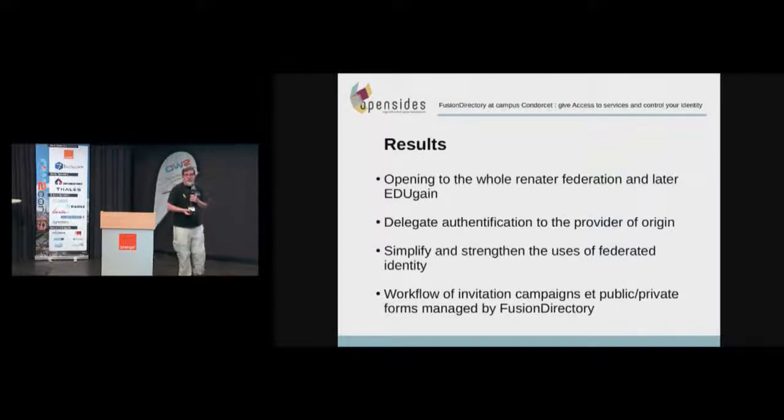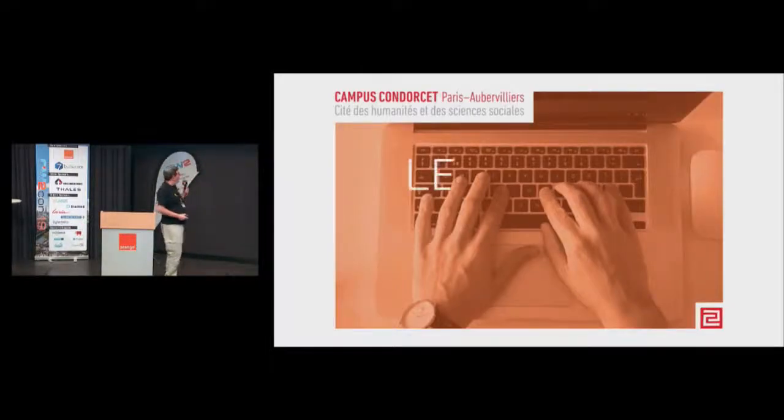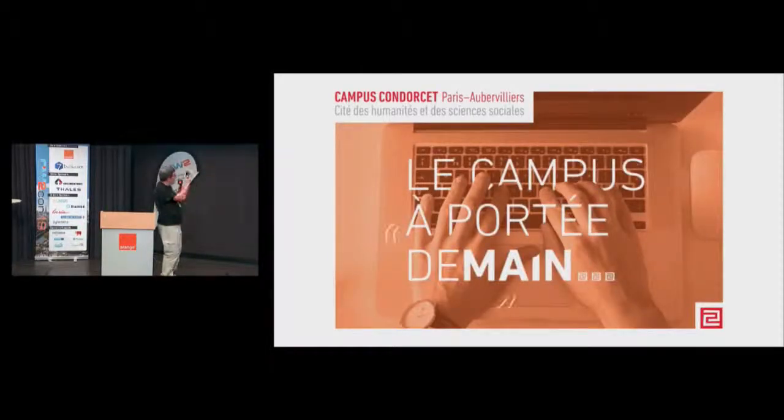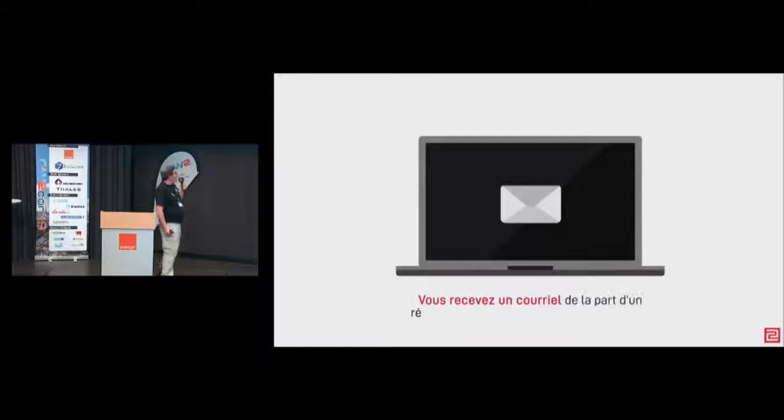And then in FusionDirectory, we now have a full workflow of registration, invitation, and public form. That's quite nice because now in FusionDirectory, you can use our template system to make public forms. So no more coding. You just define a template, and then you have a public form. That's quite nice. So, okay, and this is a small video that will show you better than me how it's doing.